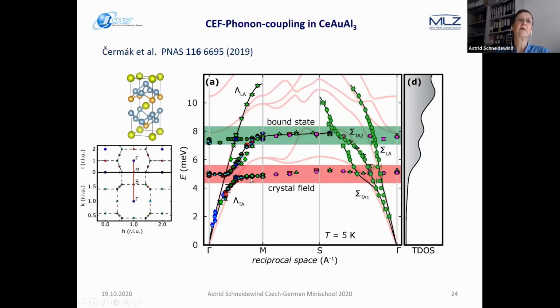And what happens now if the crystal field and some of the phonons have the same symmetry and the same energy, that the interaction gives surprising phenomena, which can be a bound state, an additional excitation of quite weak intensity, or an anti-crossing of the related phonons, and possibly also an exchange of the character of the phonons.